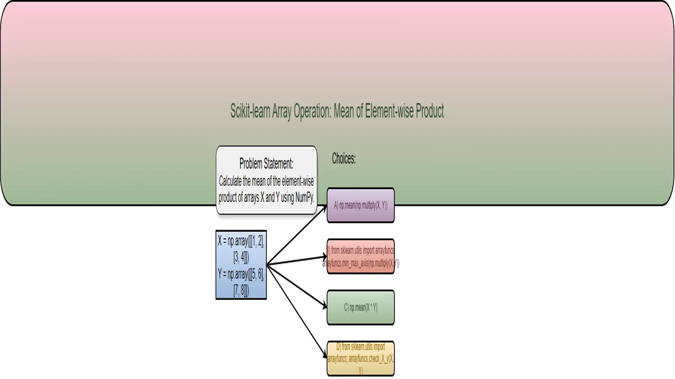This question is about calculating the mean of the element-wise product of two arrays using NumPy, which is indirectly related to scikit-learn because scikit-learn uses NumPy for array operations. It tests whether you understand how to perform element-wise multiplication and calculating means with NumPy. It's a bit of a trick question, really.